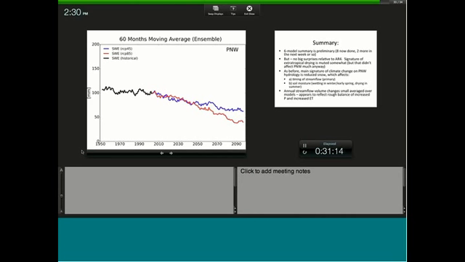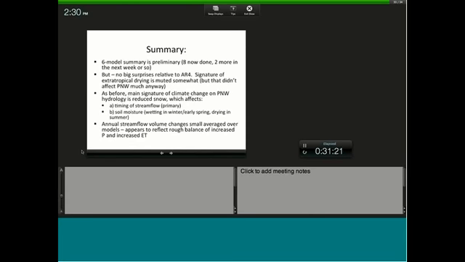But this is not surprising. In fact, if it didn't look like this, we'd be worried. Okay. So just to sort of wrap up, these are summaries of 6 models and 8 now done, 2 more in the next week or so. We're getting pretty close. There are no big surprises relative to AR4. This business signature for the extratropical drying is muted somewhat. That is more applicable to places like the Colorado and the Great Basin. That didn't really affect the Pacific Northwest that much anyway, even the CMIP 3 results.